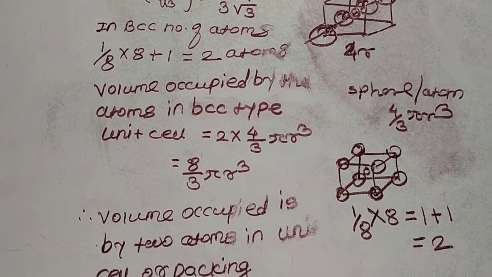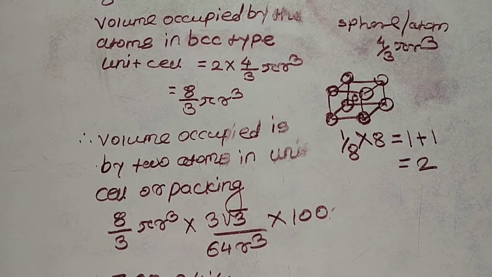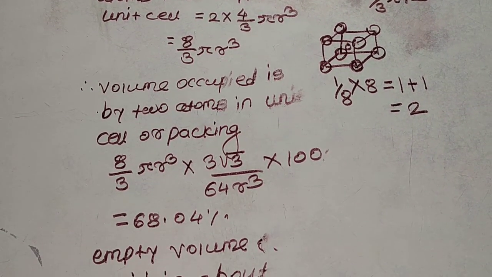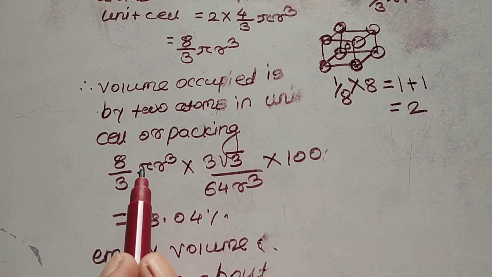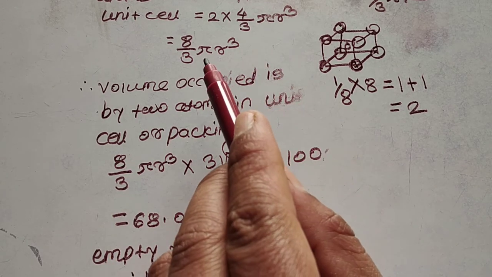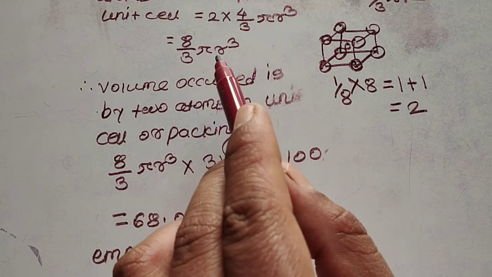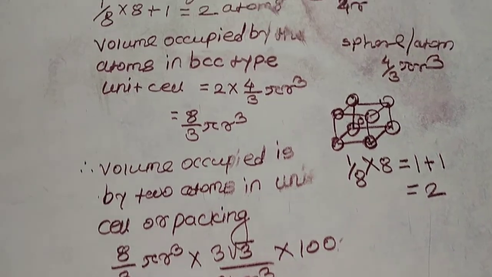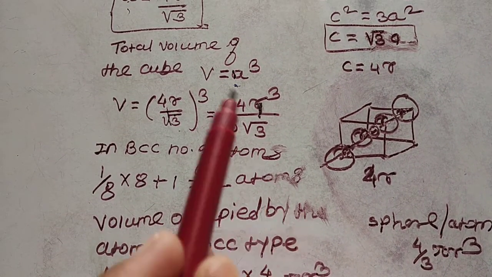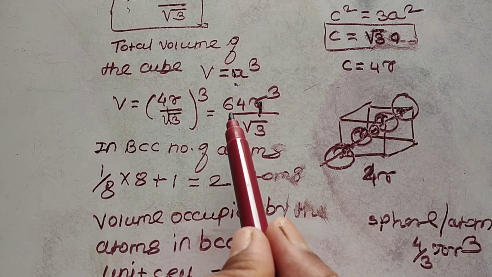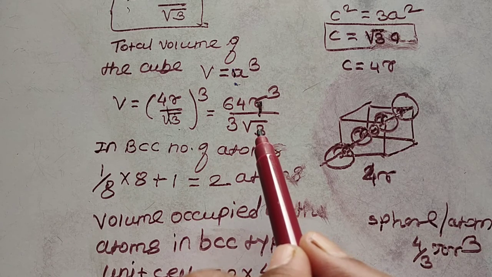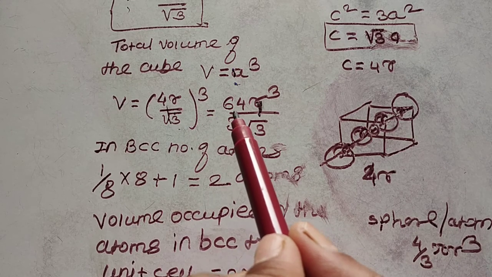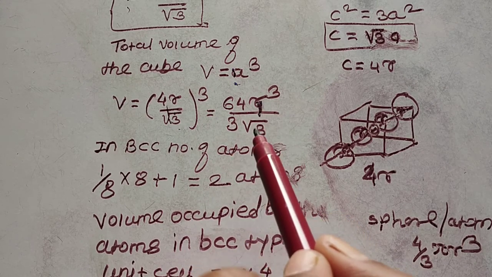Okay, then the volume occupied by 2 atoms in the unit cell, or packing. How can we calculate the packing of the unit cell? You know that the volume occupied by atoms in the unit cell is 8/3 pi r cube, and the total volume of the cube we already calculated here. Total volume of the cube is 64 r cube divided by 3 root 3.